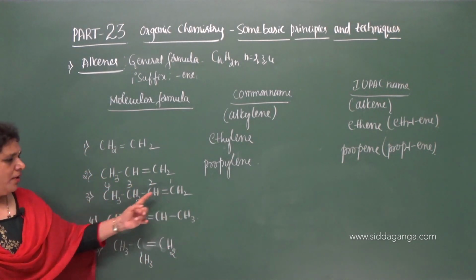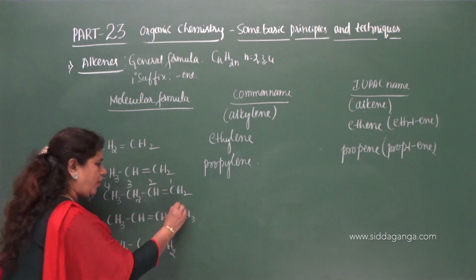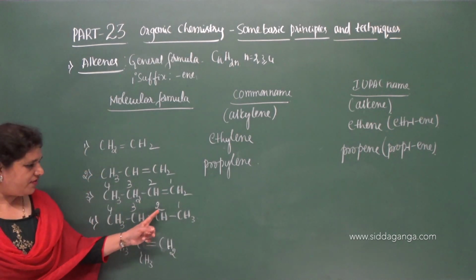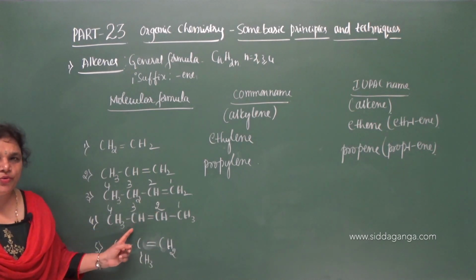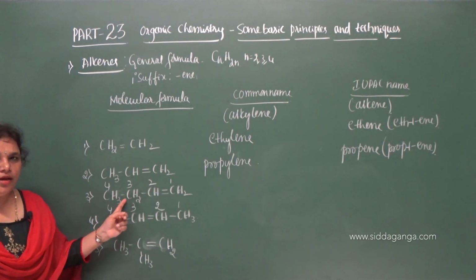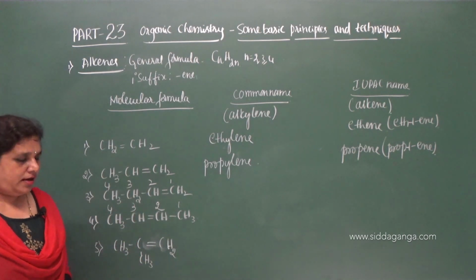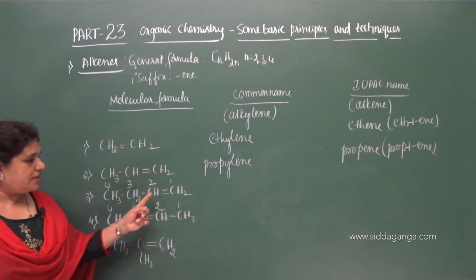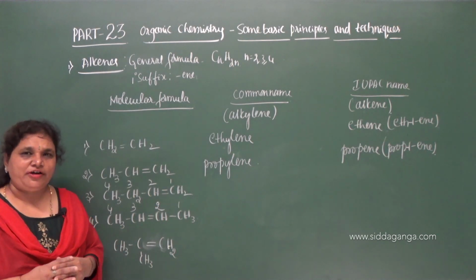The IUPAC name will be but-1-ene, and this will be but-2-ene. This becomes but-2-ene, correct? Because between the second and third carbon we have the double bond. This will be but-2-ene and this will be but-1-ene. So in the IUPAC system we can easily differentiate this compound and this compound, because there is a difference between these two with respect to the position of the double bond.